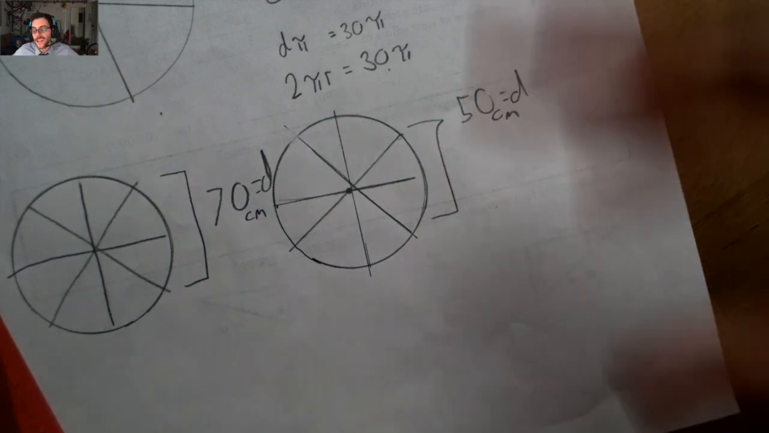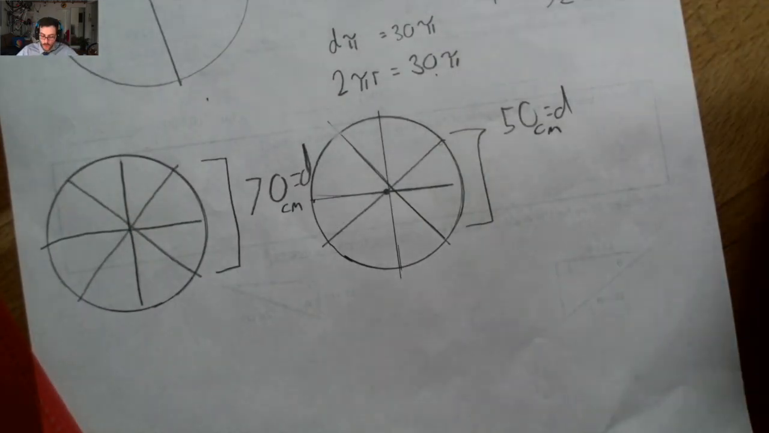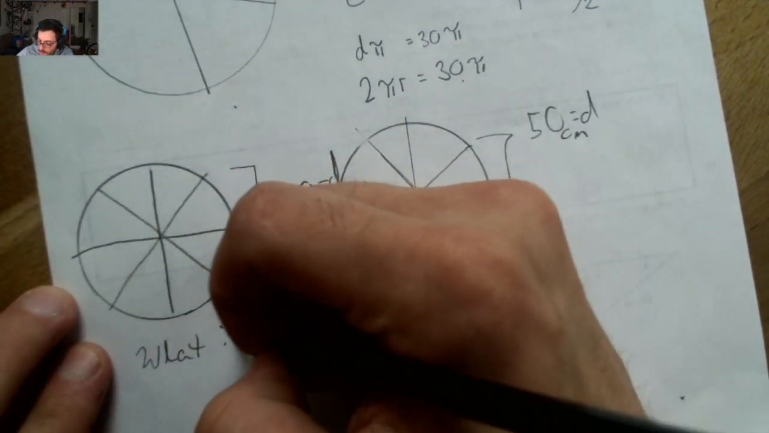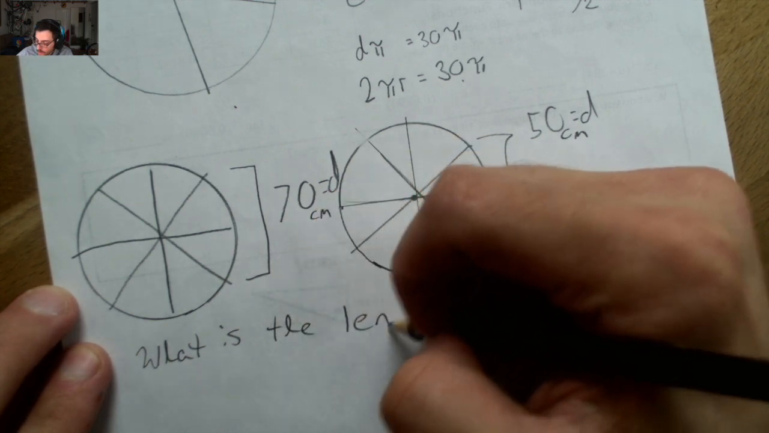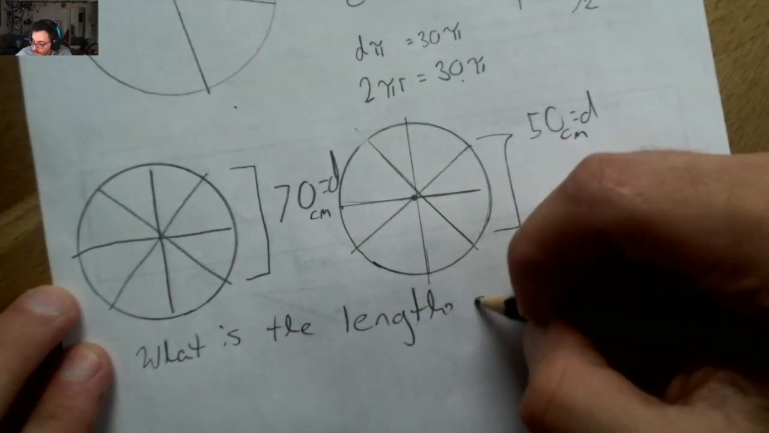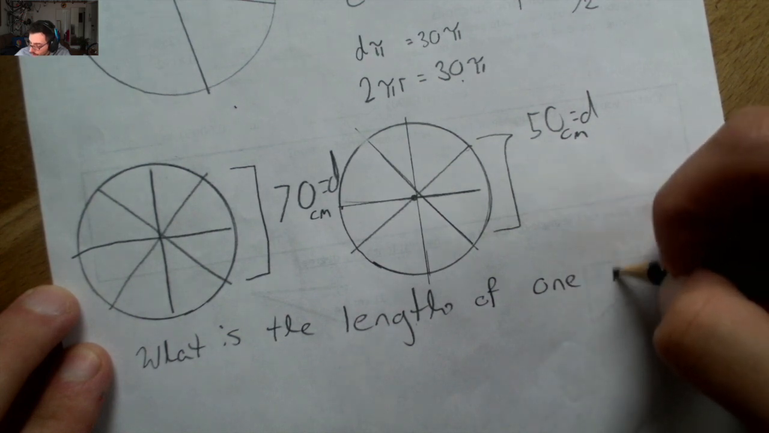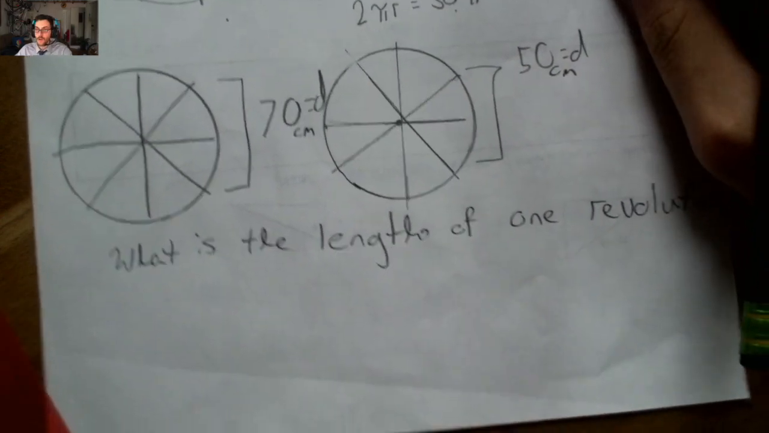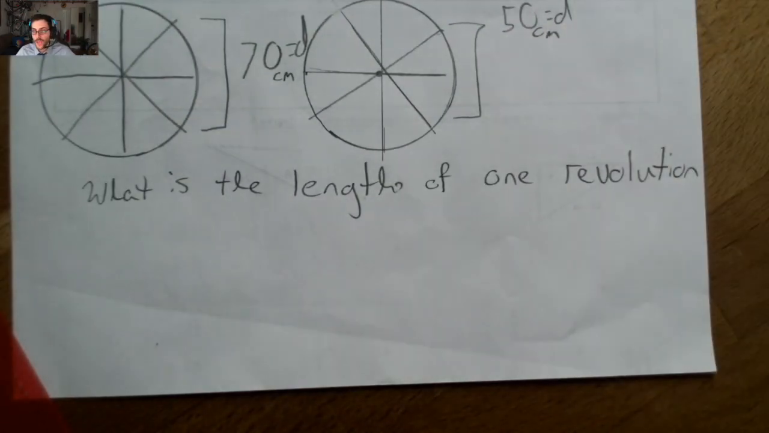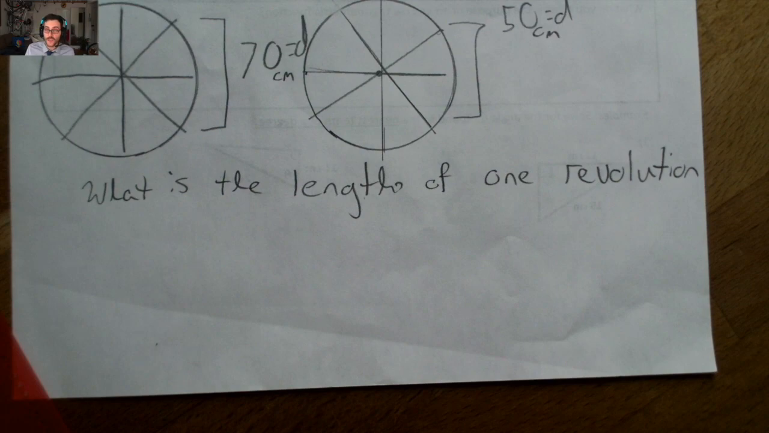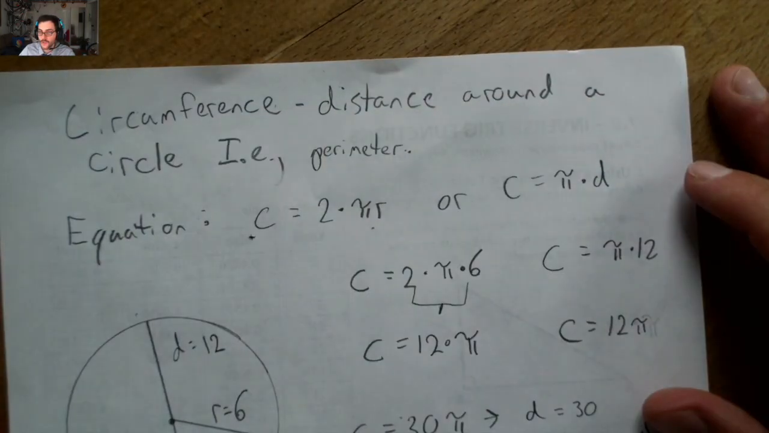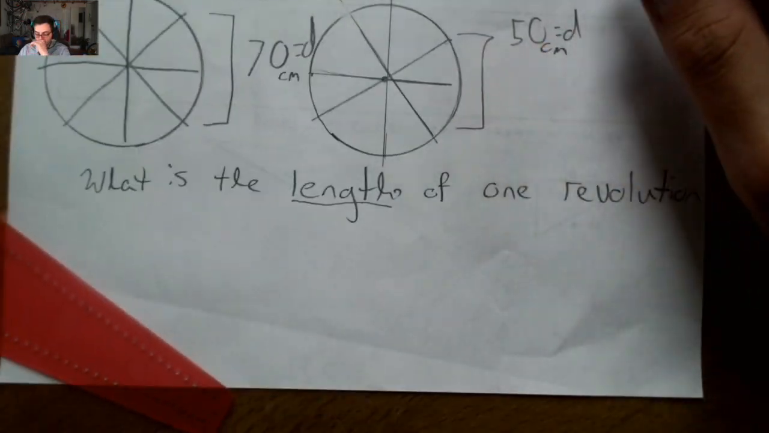One question you might be asked here is what is the length of one revolution? All right, so now we have to think about what specifically is being asked. We have length here. Length, we talked about distance in our circumference. So it's kind of giving us a clue there.